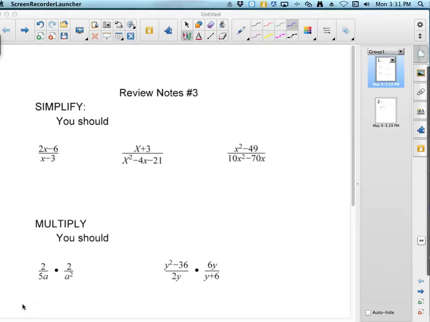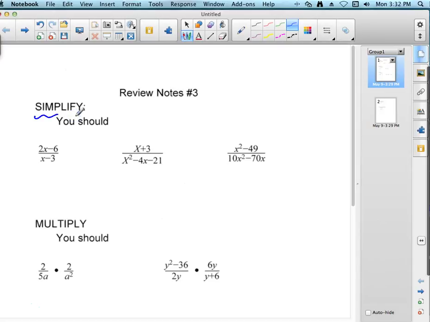Okay, this is our third review notes for our final exam. We are looking at rational expressions, simplifying them, adding, subtracting, multiplying, dividing, that type of thing. To keep in mind, when you are simplifying a rational expression, you need to make sure and factor first. Then you can reduce out common factors.